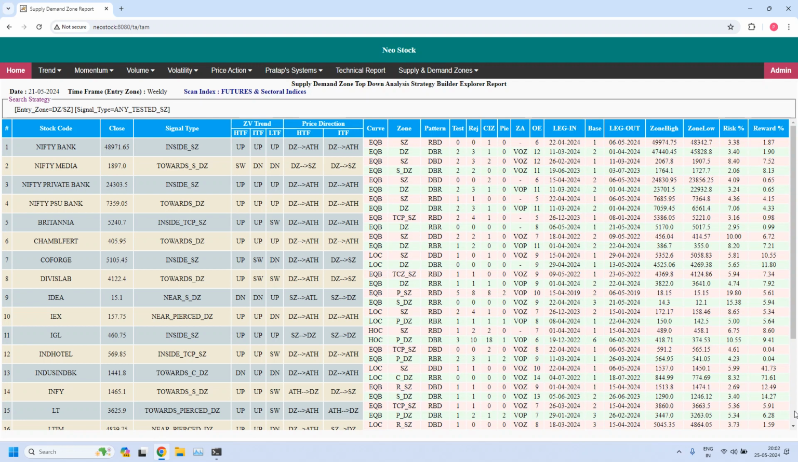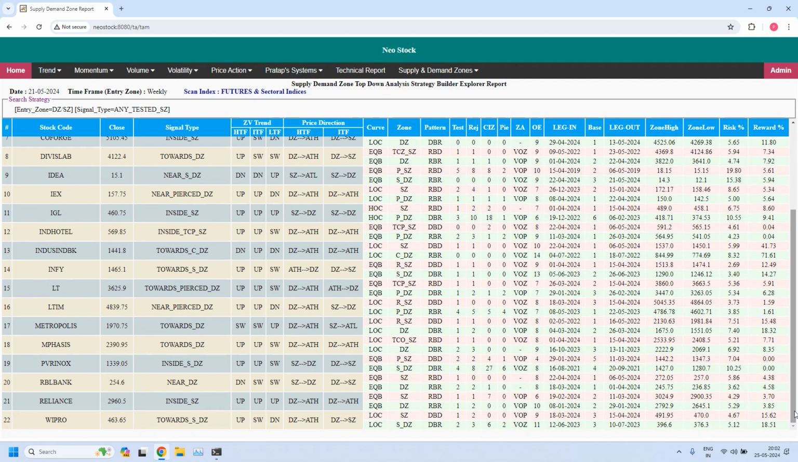Even Wipro also tested, and L&T. A good number of stocks: Divi's Lab, Coforge, Britannia, Indian Hotels. Many of these are familiar stocks. Even Reliance, Wipro, they all tested during this week.